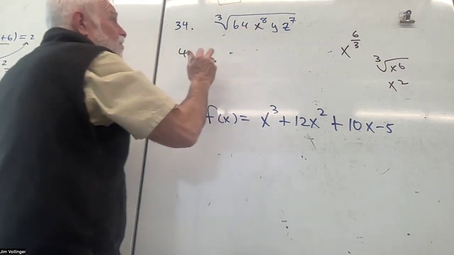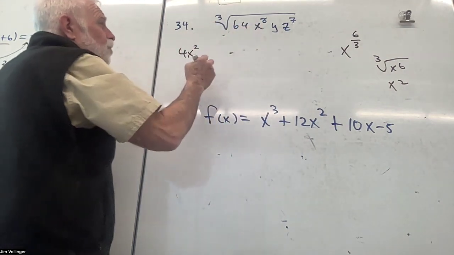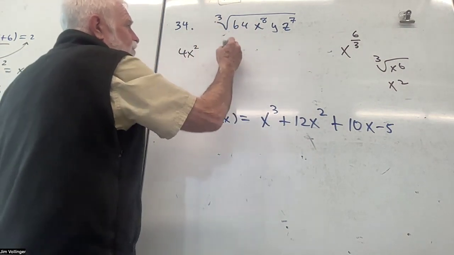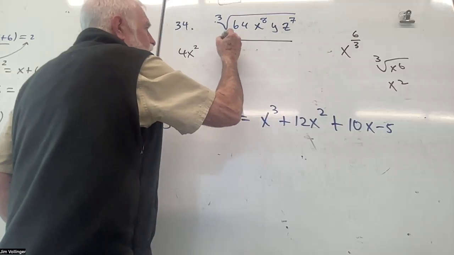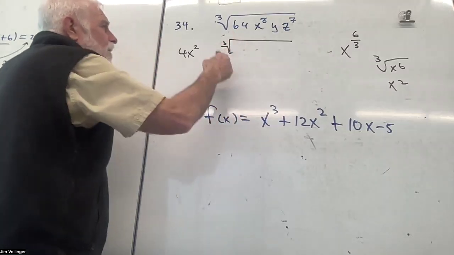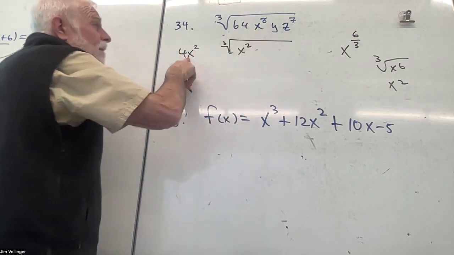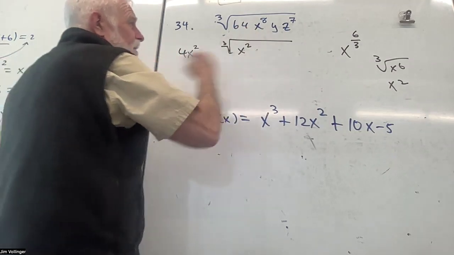3 goes into 8 twice, so I can take 2x squared out. X squared cubed is x to the 6th. I need another 2 inside this cube root. Don't forget the cube root. So I know that x squared is the remainder when I take this out.